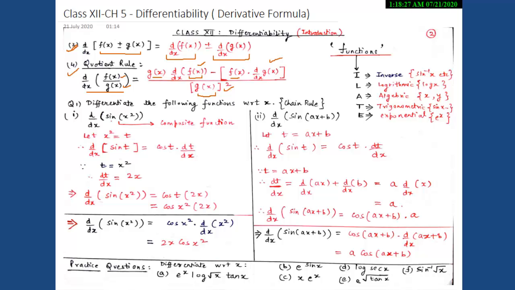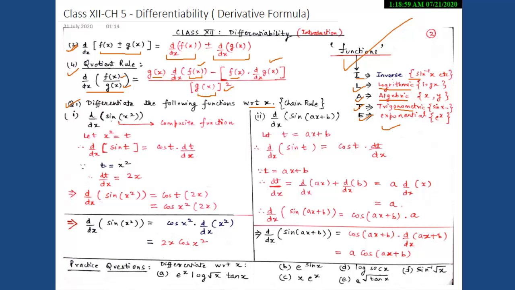So our first question is to differentiate the following function with respect to x. As you all know students, we have a total of 5 functions which stand for ILATE. Here I stands for inverse functions, that is sin inverse x, cos inverse x, tan inverse x, etc. L stands for logarithmic function, that is log x. A stands for algebraic function, that is x or y. T stands for trigonometric function, that is sin x, cos x, tan x. And E stands for exponential function, that is e to the power x.